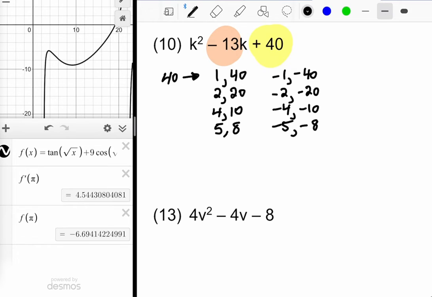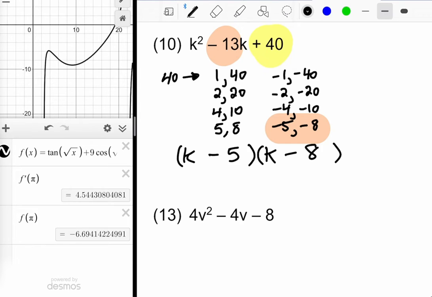So what I'm looking for is the set of factors involving k and k, where the combination that we come up with has a sum of negative 13. So I'm going to go across the line here and say, all right, do these two add to negative 13? No. Do these two? No. These two? No. No, no, no, no, no. Finally, the very last one is a yes. All right, negative 5 plus negative 8. All right. So that would be our two factors, or those would be the two terms.